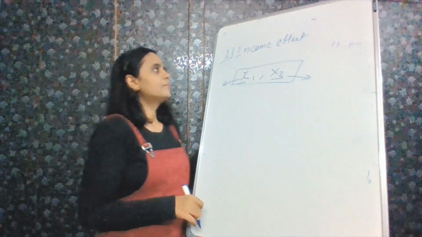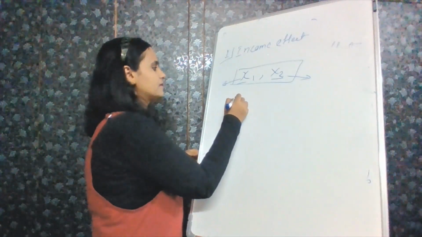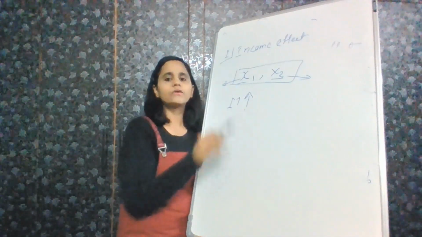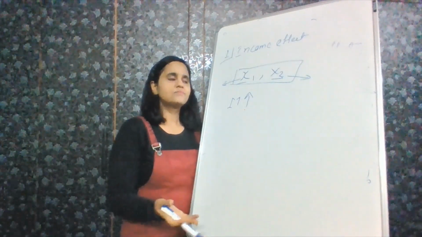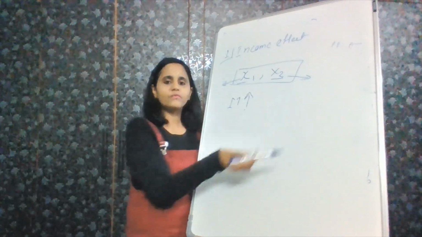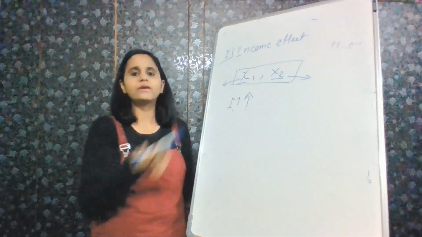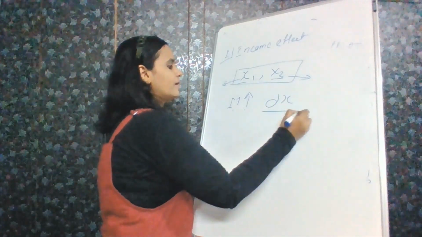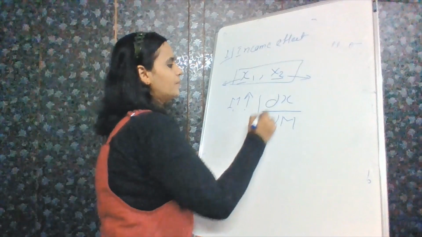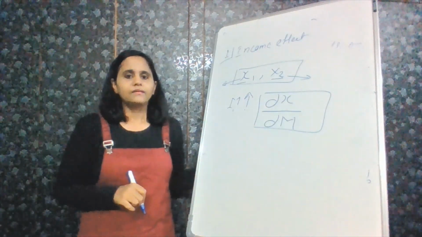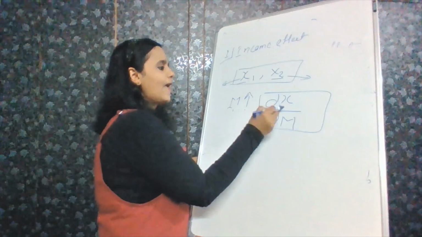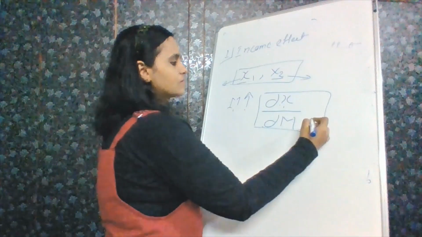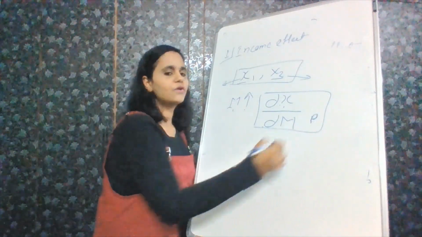Now if your income, call it M, increases, how much are you going to change your consumption? You are going to buy either more of X1 or more of X2, and that impact is called your income effect. So income effect is the change in X with respect to the change in M, your income, keeping other things constant, and the other thing is prices.